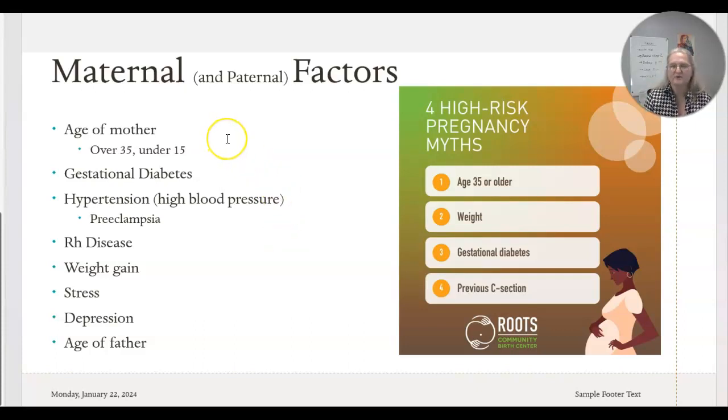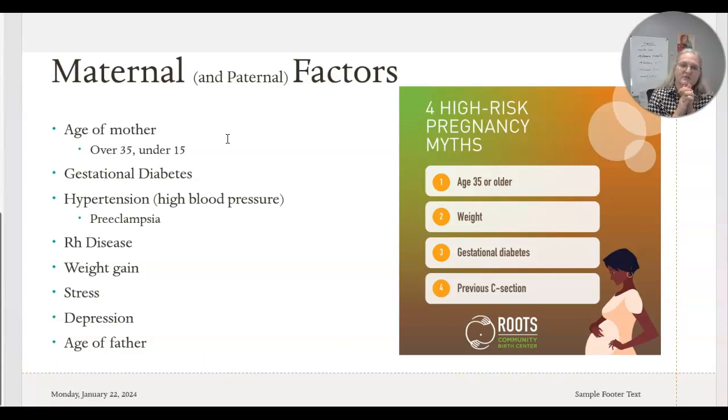The age of a mother. So there's a similar parallel between the age of the mother and the age of the father. The idea is that the cells that will become sperm and eggs, the older they are, the more likely they are to experience chromosomal damage. And the same thing for being too young.